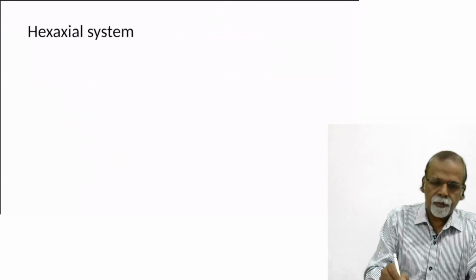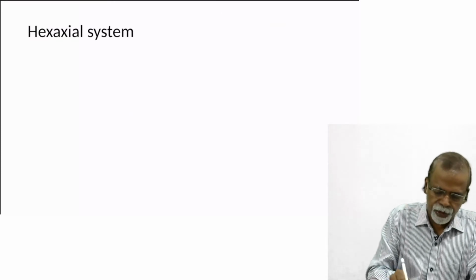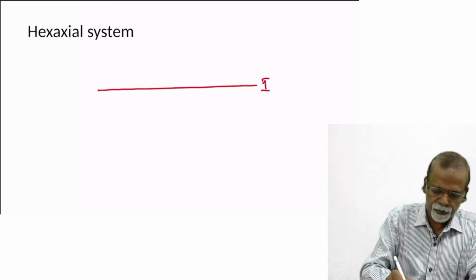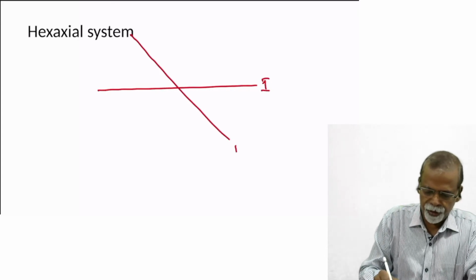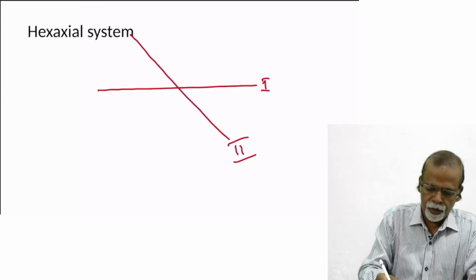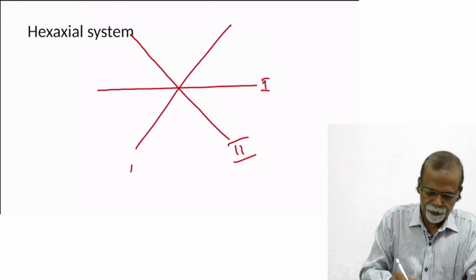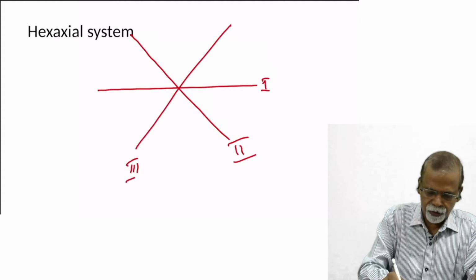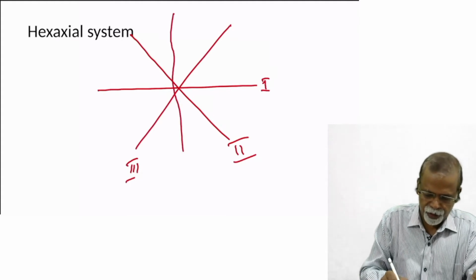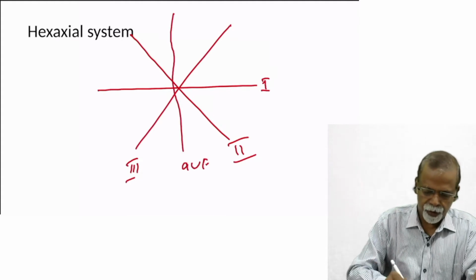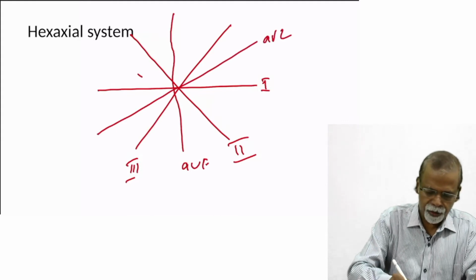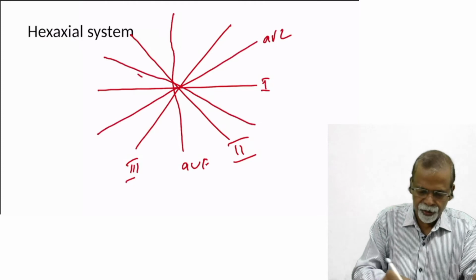So I will draw once more. All of you, please try to draw this and learn. So this is lead 1. This will be lead 2. And this will be lead 3. And we know this will be the foot, so this will be the AVF. And this will be the AVL. And this will be the AVR.